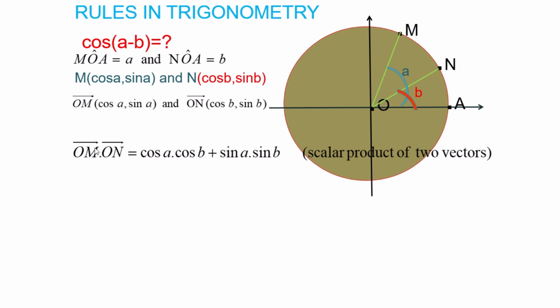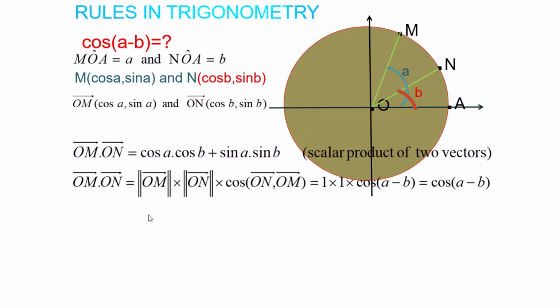The scalar product of OM and ON. OM dot ON equals x prime plus y prime, the scalar product of two vectors. So cosine A times cosine B plus sine A sine B. Also, we have another rule for the scalar product of two vectors.